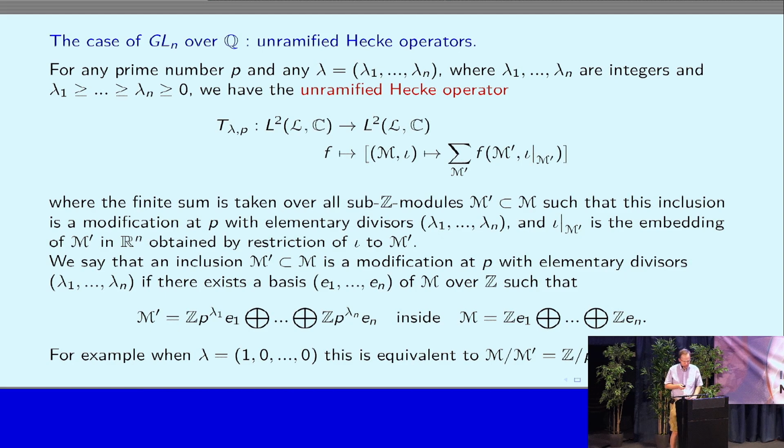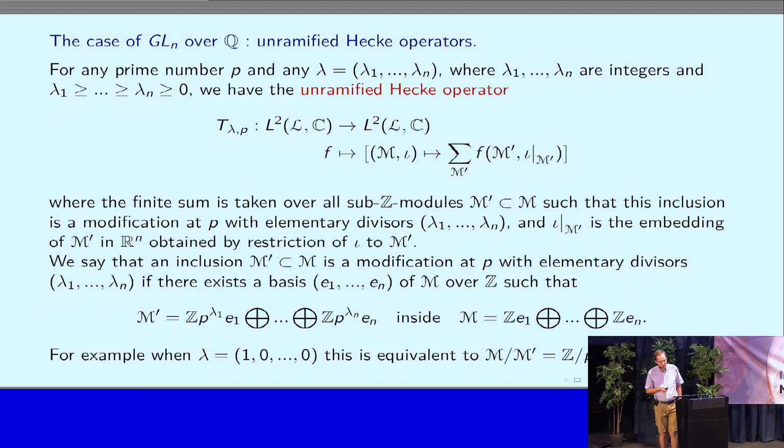So now I explain the unramified Hecke operators. For any prime number p and any n-uple lambda of integers, positive and decreasing, we have the unramified Hecke operator, which is given by this formula, where the sum is finite and is taken over all sub-Z-modules M' in M such that the inclusion of M' in M has elementary divisors lambda_1, ..., lambda_n. And then we restrict iota to M'.